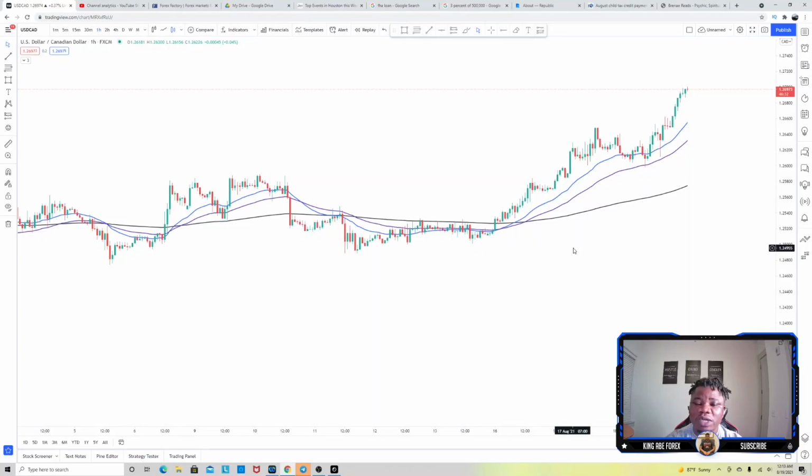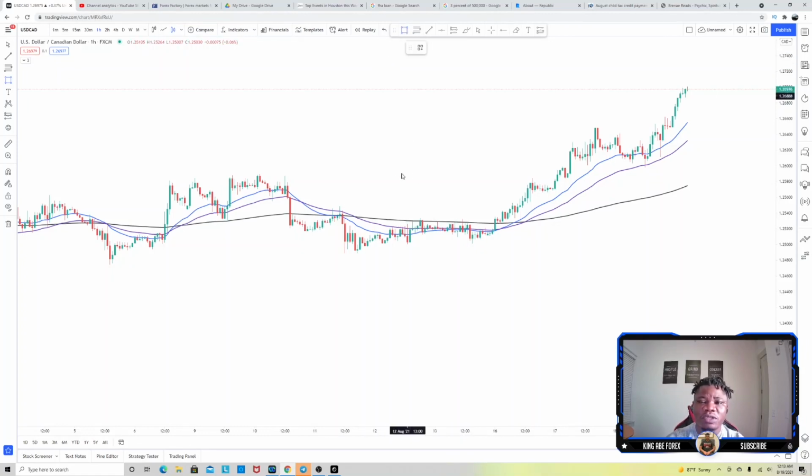Now, once we have that confirmation, what we need to wait for before we get in is to figure out where our resistance zone is if we're looking to take a buy trade. And if we look at this buy example here, USD CAD is currently trending. We're in an uptrend as of the time I'm doing this video.